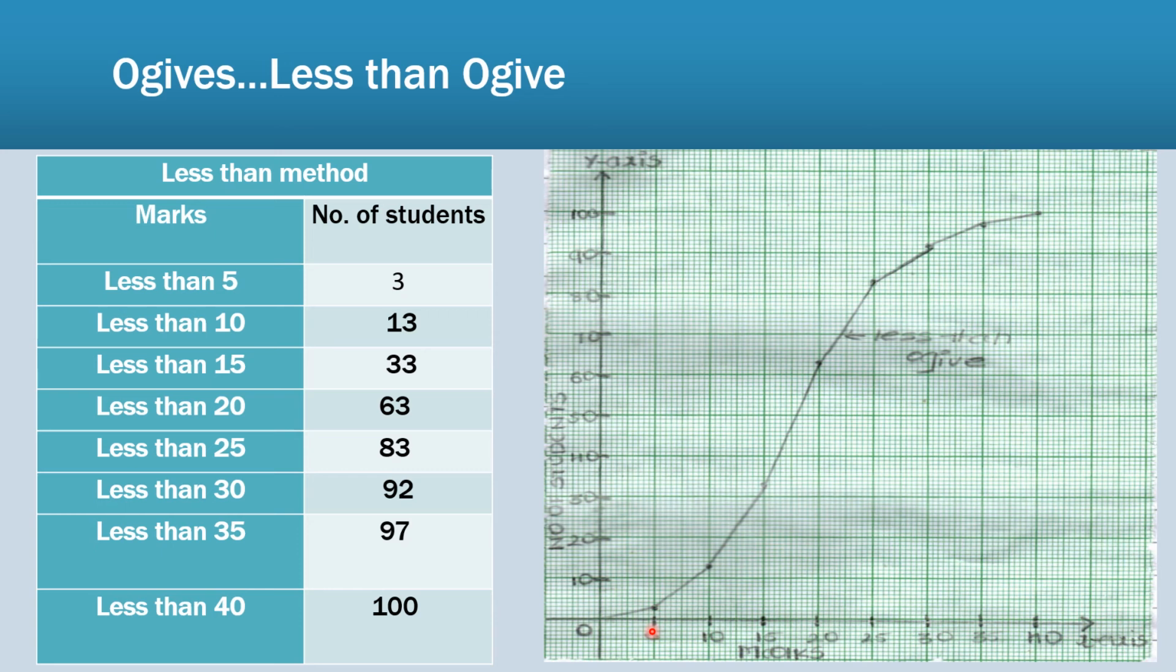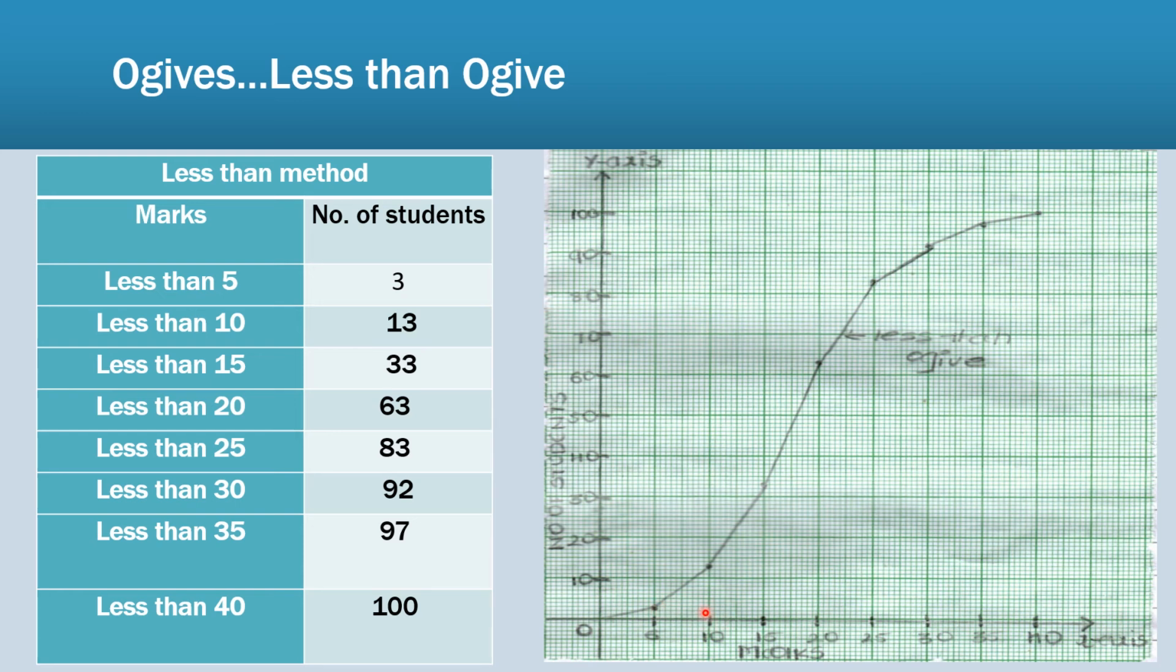So you see here in the diagram, we have marks plotted along the x-axis, number of students taken along the y-axis. 3, which is the frequency, that means those students getting less than 5, is plotted against 5. What is the question we asked? How many students get less than 5? And how did we find that out? Less than 5 are 3 students.